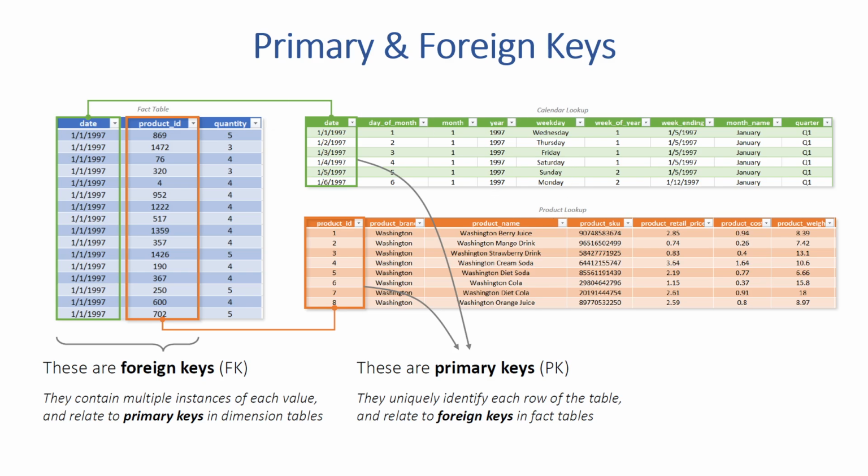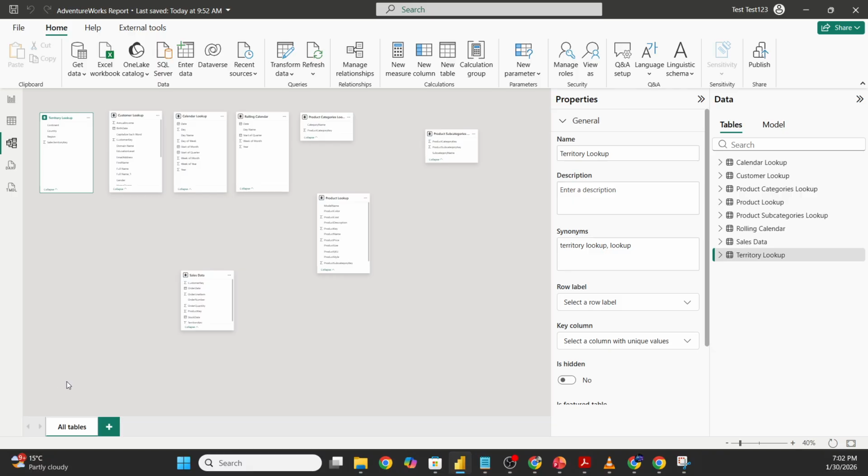So let's do some practical examples. I'll open Power BI and open the model view. In this model view, these are all connected earlier, right? So let's try to understand the keys. Let's open it and check the keys one by one.